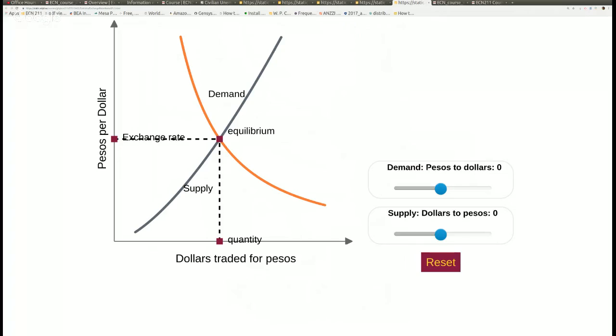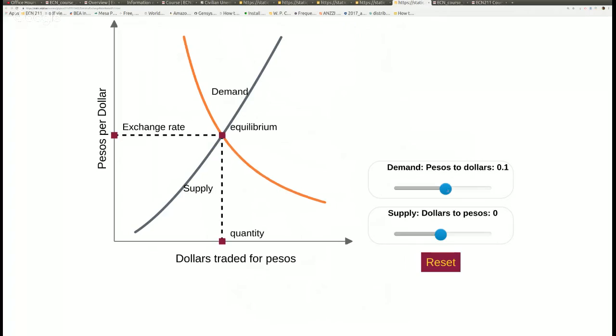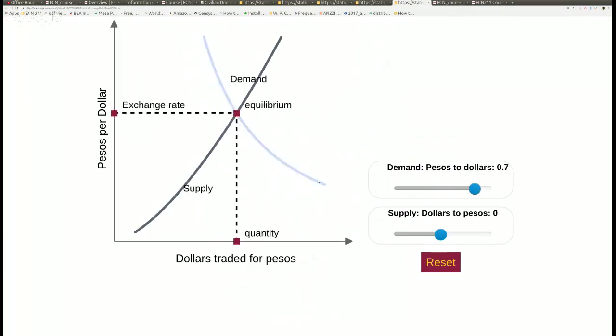So the demand here is, if the number of people who want to convert pesos to dollars goes up, then the demand for dollars actually goes up.